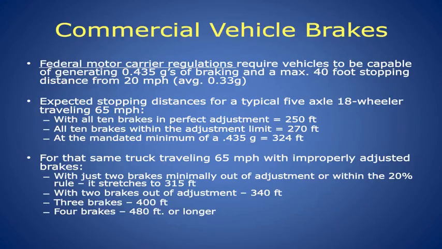Speaking of braking, the Federal Motor Carrier regulations, and you'll notice in the first line here, I've got a lot of numbers, 0.435 Gs of braking and 0.33 Gs and so on and so forth. But in a nutshell, what the regulations require is that a commercial vehicle, if it's traveling at 20 miles per hour, be able to come to a stop in 40 feet. That's the whole thing in a nutshell. And I think they're trying to make that even stricter as time goes on.